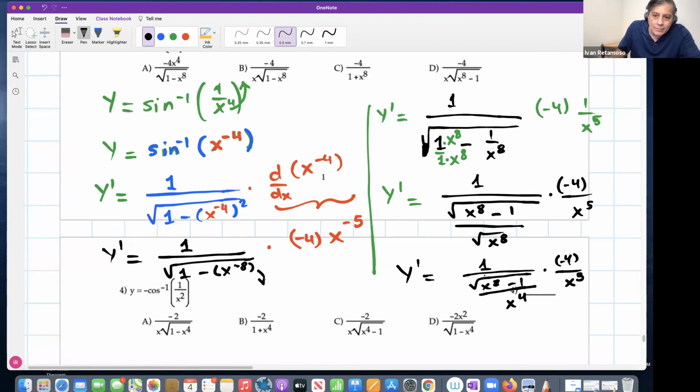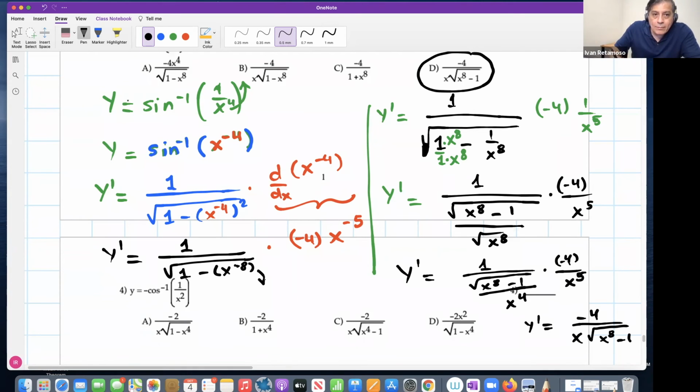Negative 4 times 1, negative 4, right? And on the bottom, look, this is the numerator. On the bottom, look, x to the 5th divided by x to the 4, yes, x, multiplied by a square root of x to the 8 minus 1, right? And that's the one that you have to look for. Is here for number 3, right? I think it's this one. Yeah, you see it, guys? Yeah, some crazy algebra there, right? But again, simplifying, you will end up with this, right?